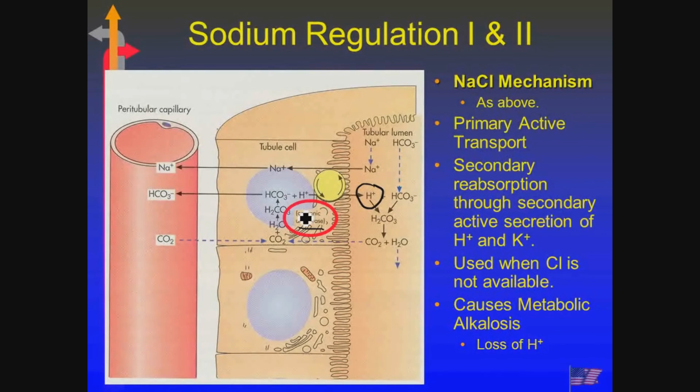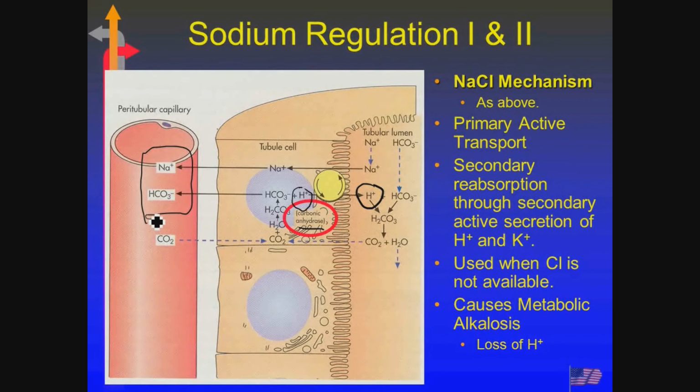Interestingly enough. Okay, so in the presence of carbonic anhydrase, CO2 and water forms carbonic acid, which dissociates into bicarbonate ions and hydrogen ions. If there's not enough chloride to be secreted back, the sodium comes back with bicarbonate. So there's a sodium bicarbonate reabsorption.